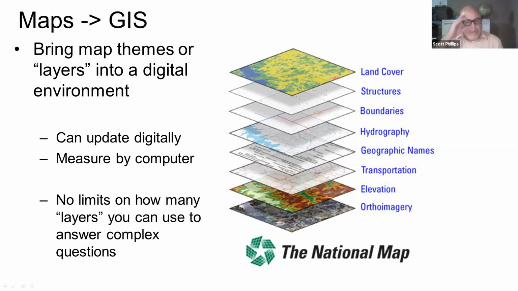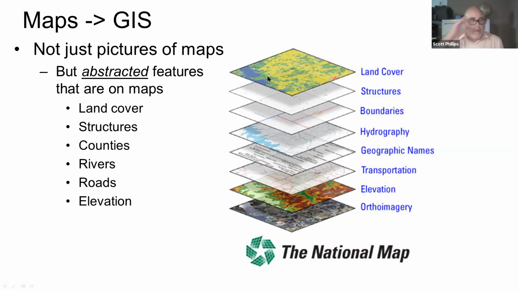And because you're in a digital environment, there isn't a limit on how many layers of information. And so what that does is allow you to answer much more complicated questions, because you can have a lot more information at your disposal to work with and to analyze. Now, one thing I want to clarify is that these layers are not pictures of maps. These are what we call abstracted features that are on the maps. And I'll talk about what that means in a moment, but you can have layers of land cover, structures, counties, and different things.